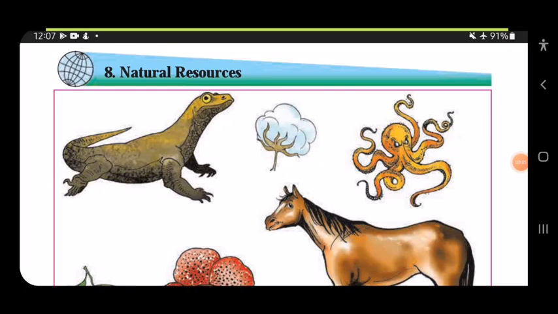So today we will start with a new lesson in geography. The name of the lesson is natural resources. Now we all know that there are different natural resources, or natural things that man uses. They are air, water, soil, land, minerals, plants. All these are called natural resources. So let us see the lesson.